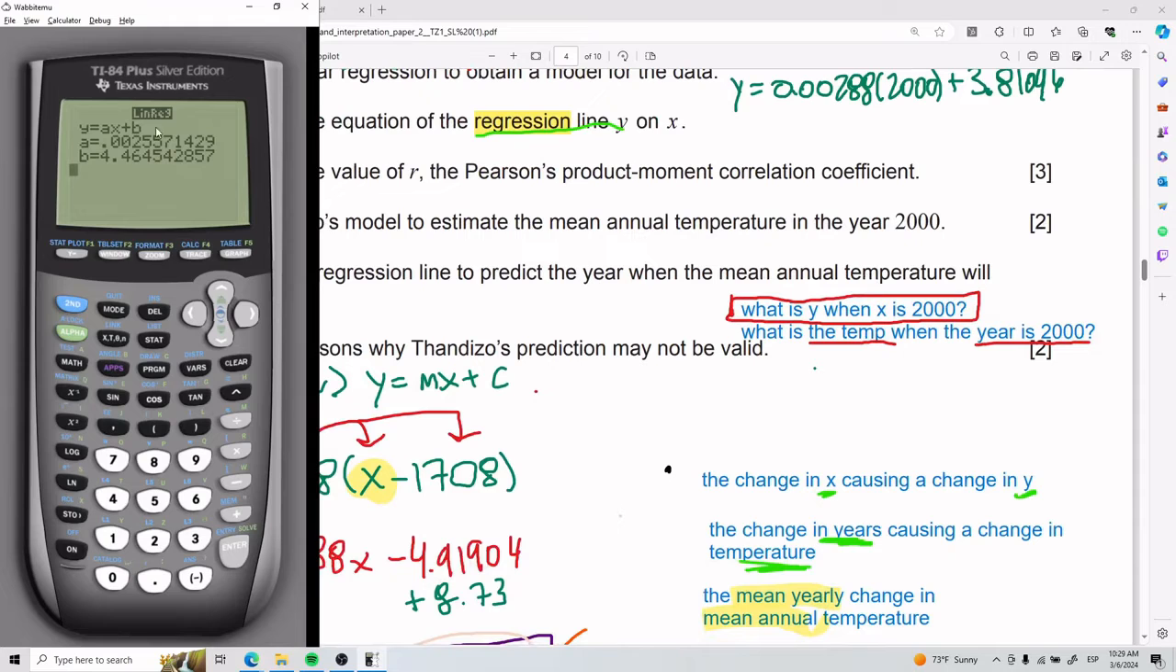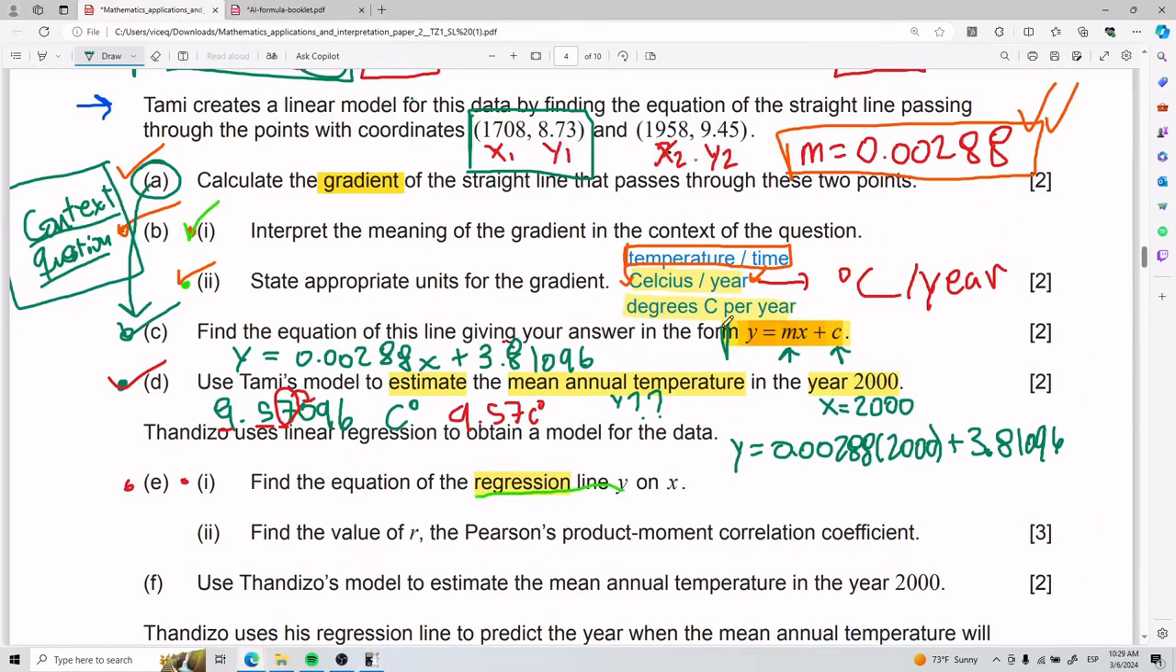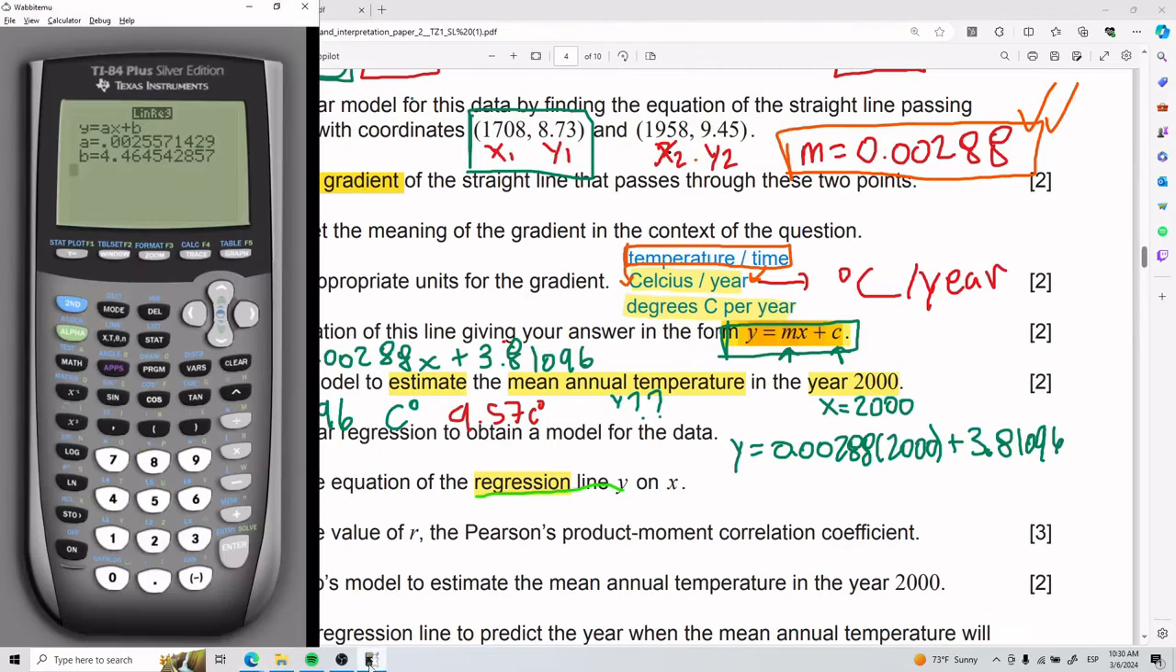So it's telling you that for the equation of y equals ax plus b, which is the same as y equals mx plus c, your a, which is your slope, is going to be 0.0025, and your y-intercept is going to be around 4.4.